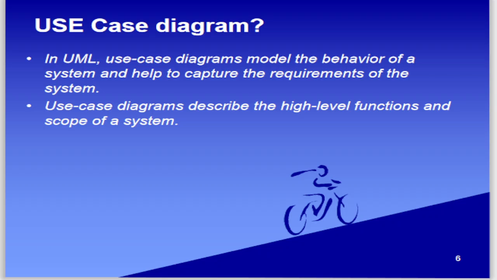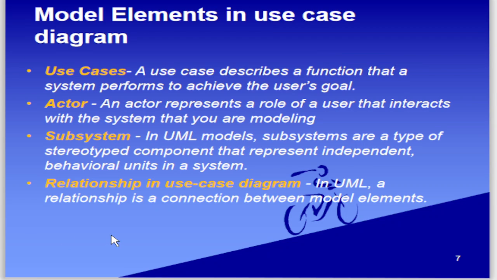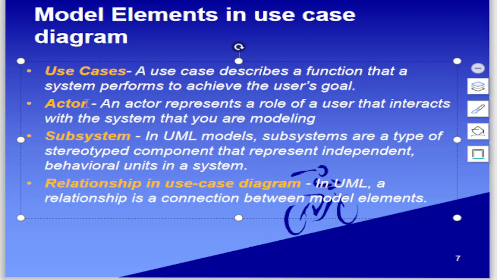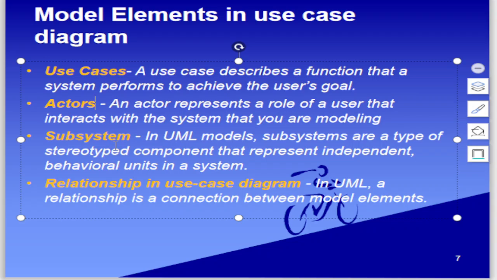So, there are model elements in a use case diagram. Of course, the first one is the use case, which describes a function that a system performs to achieve the user's goal. A use case must yield an observable result that is of value to the user of the system. How about the actors? The actors represent a role of a user that interacts with the system that you are modeling.